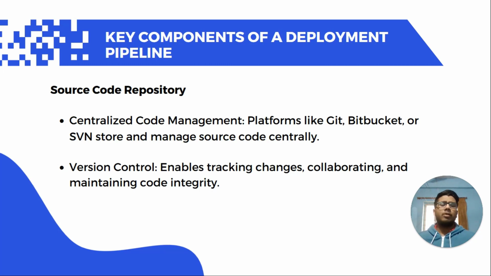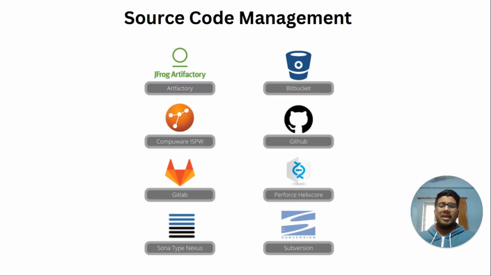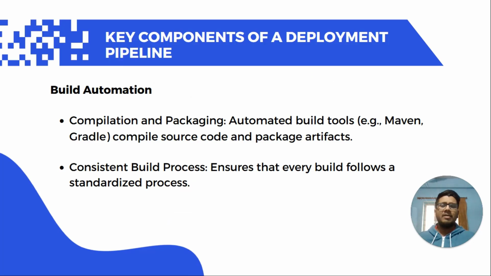Majorly people use GitHub, Bitbucket, and this sort of thing to collaborate on code repositories and to track code changes. There are major source code management tools like GitLab, Bitbucket, GitHub, Subversion, JFrog. There are many.